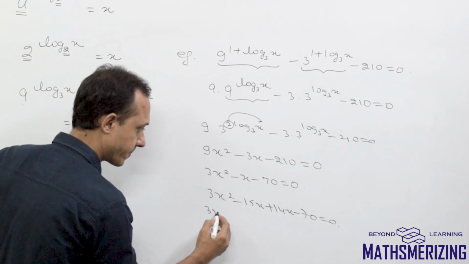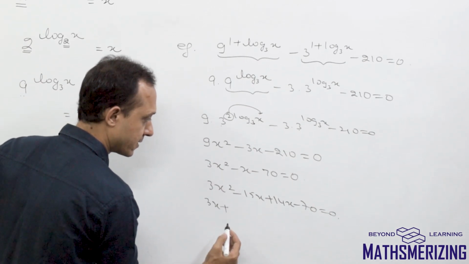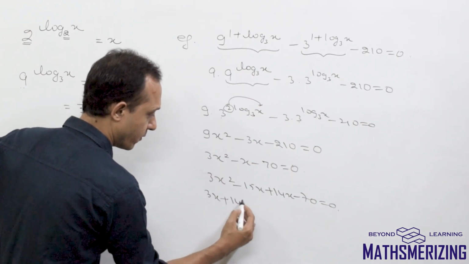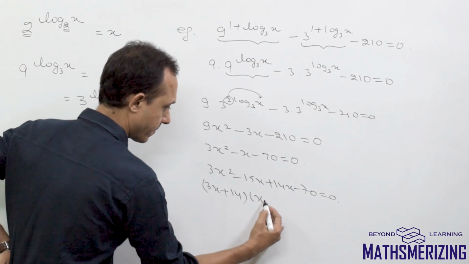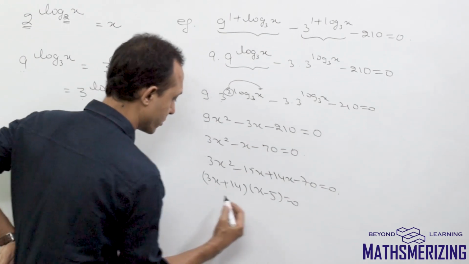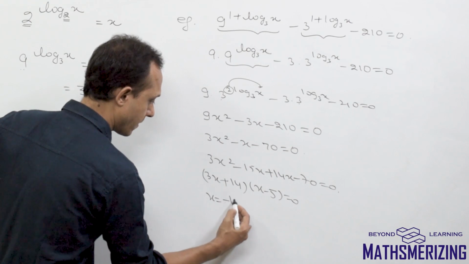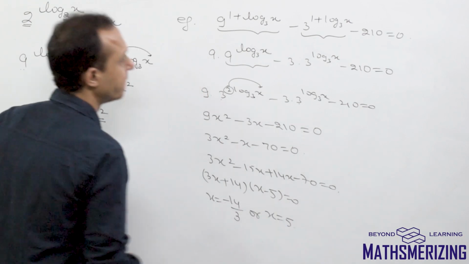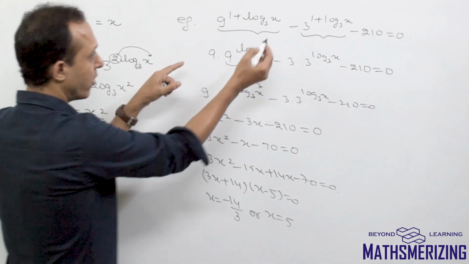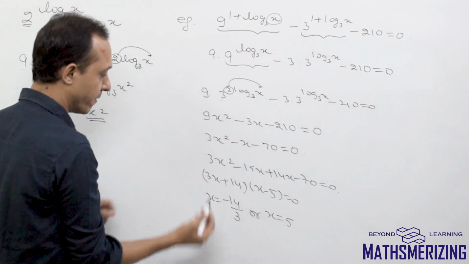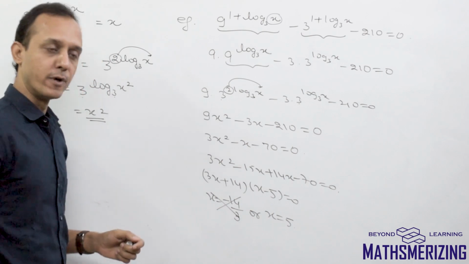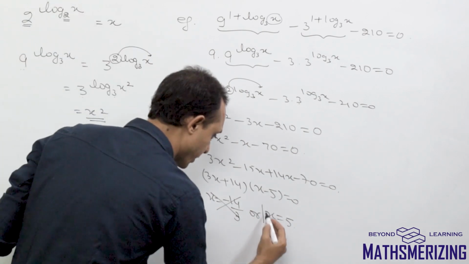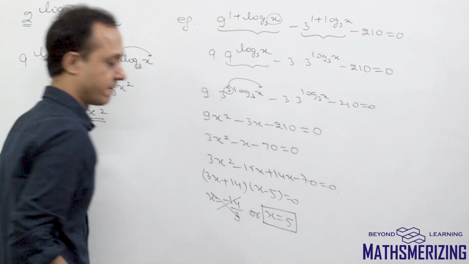So this is 3x plus 14 times x minus 5 equals 0. So the value of x is minus 14 by 3 or the value of x is 5. Now when I see this log, I know x cannot take a negative number. So the value of x cannot be minus 14 by 3. So the answer to this question is x equals 5.